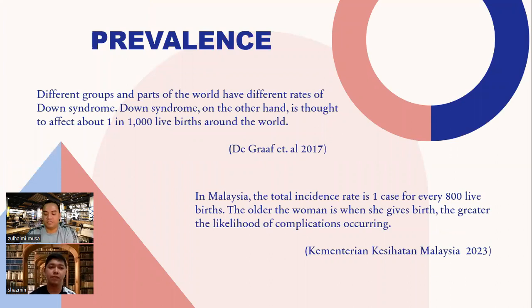So the prevalence of Down syndrome worldwide is about one case in 1,000 births all around the world. The prevalence was taken by researchers in 2017, De Graaf et al. In Malaysia, let's just narrow down. In Malaysia, the statistic was taken from the Kementerian Kesihatan Malaysia in 2023. So in Malaysia, the total incident rate is one case for every 800 live births. The older the woman is when she gives birth, the greater the likelihood of complications occurring.